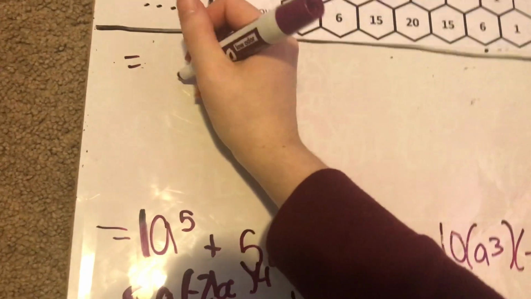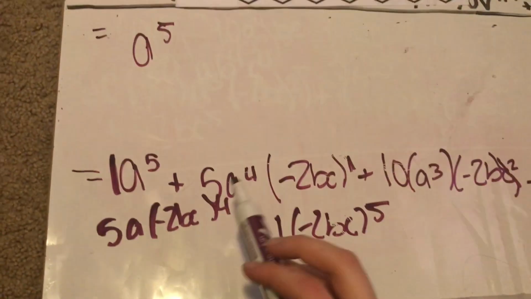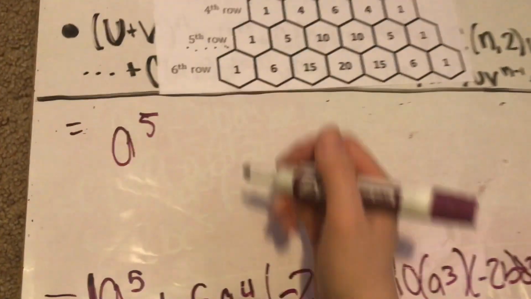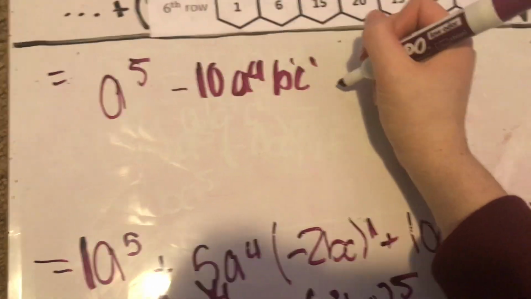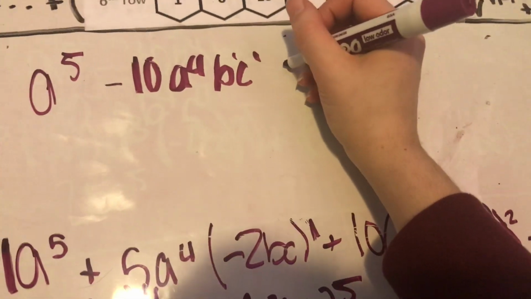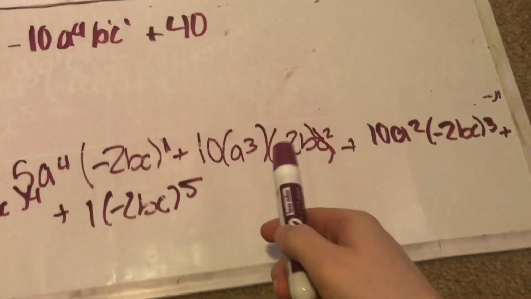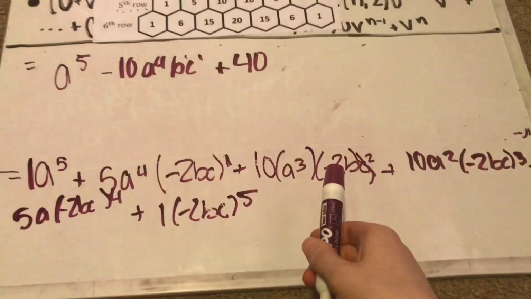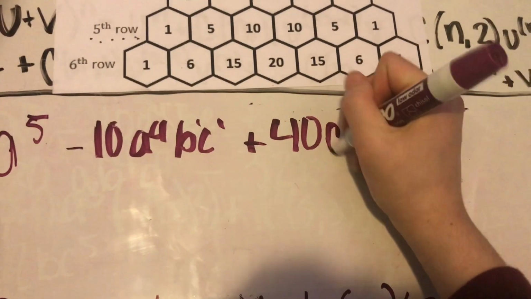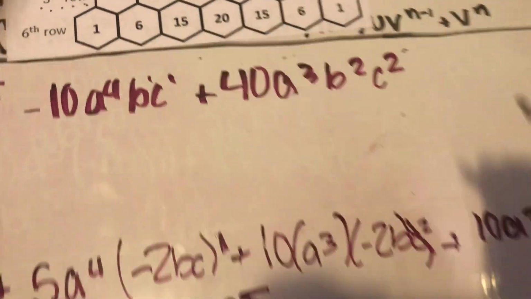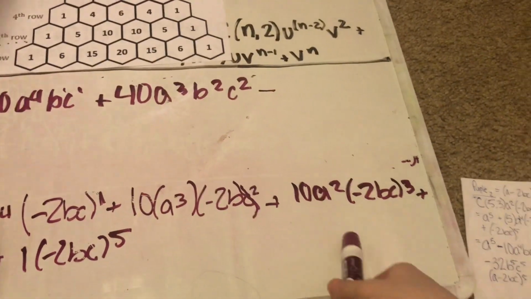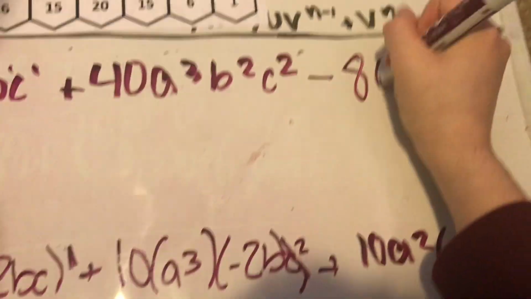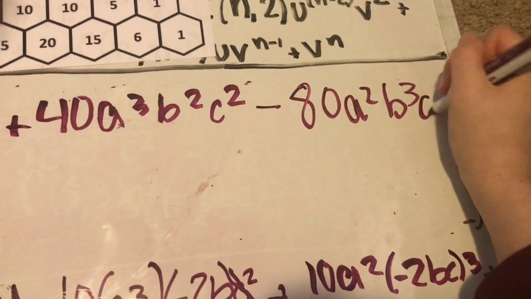So this is going to be equal to a to the fifth, and then once we do 5 times negative 2 and then do all the variables out, it's going to be minus 10a^4bc, but we don't really need the ones there, but just to make sure everyone's clear. And then that's going to be plus 40 because negative 2 squared is positive 4, and then times 10 is 40. So it's going to be 40a^3b^2c^2. And then next is going to be a minus, because negative 2 cubed is negative 8. That times 10 is 80, so that's going to be 80a^2b^3c^3.